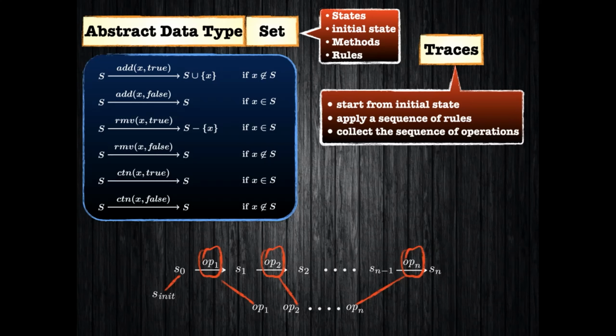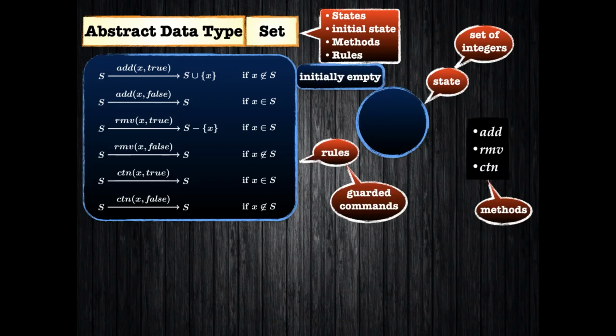So we'll see some examples. What I'm doing is taking some initial state, I apply the rules one by one, or in some order, and then I collect the operations that I have generated. And then I call the result a trace. Let's look at some examples for the set.